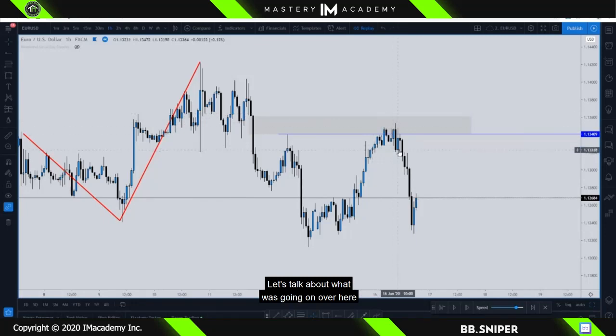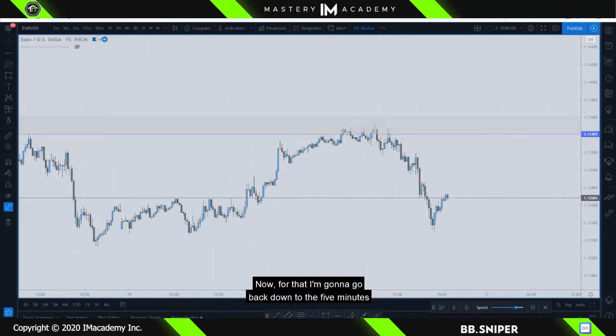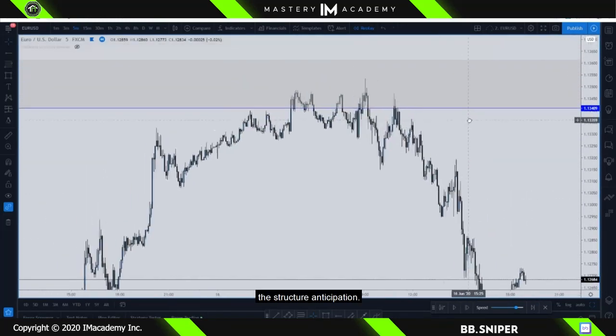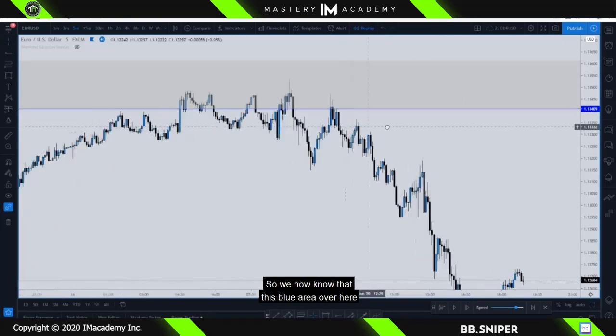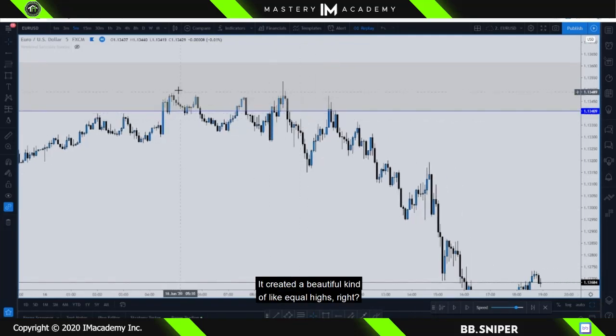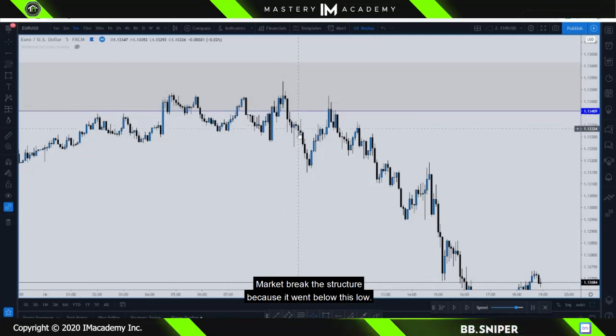Let's talk about what was going on over here and how we could be getting this trade to develop for us. For that, I'm going to go back down to the 5 minutes so we can talk a little bit about the structure, anticipation, what is actually going on. So we now know that this blue area over here is that high that just got raided. What the market did, it created a beautiful kind of equal highs, right? Market spiked through that, captured liquidity, and look what happened.